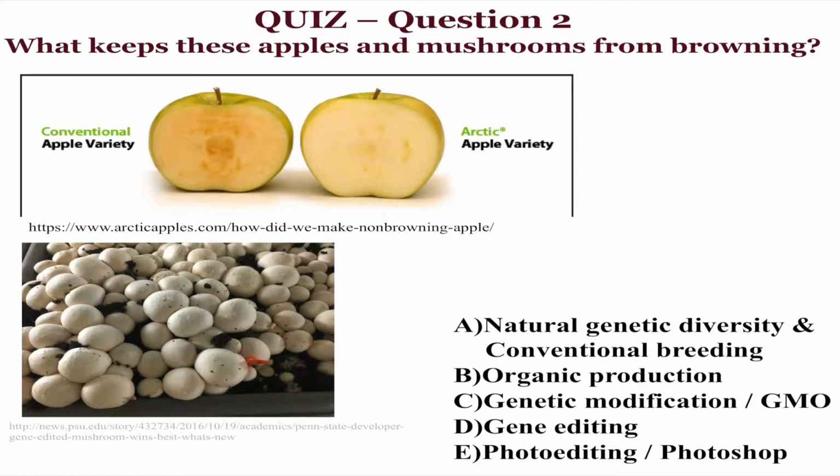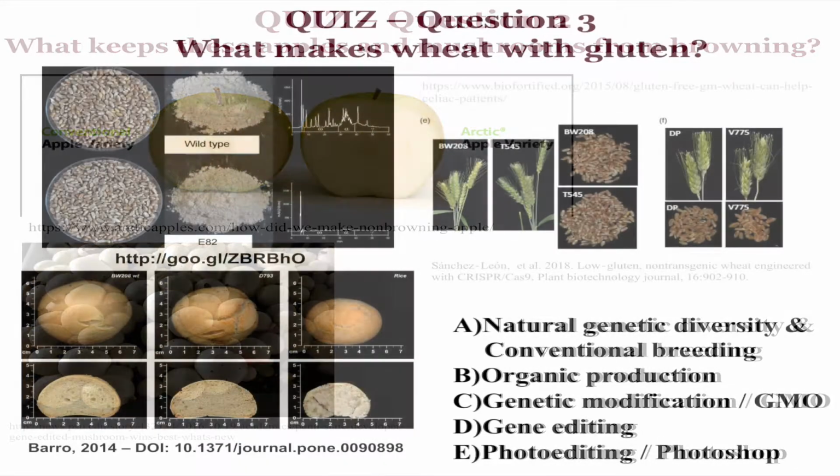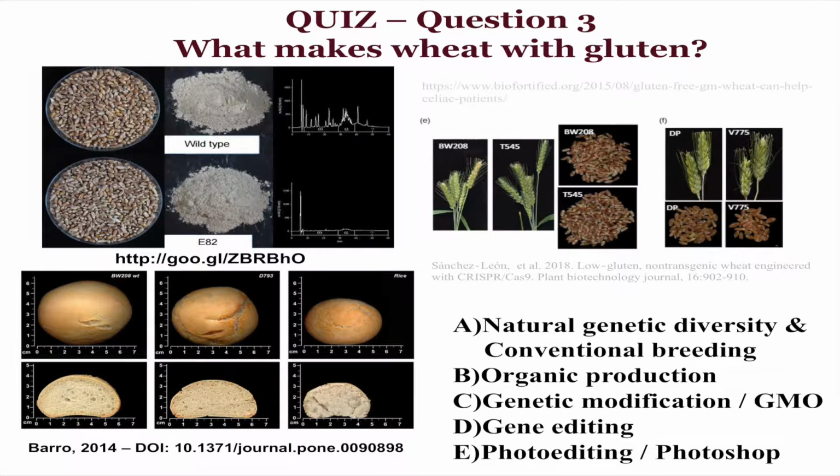Okay, lots of diversity answers here. Okay, now read this question carefully. What makes wheat with gluten? We have 2 different situations here. We have this article where we have high gluten wheat and low gluten wheat, and then another study that came out recently with the high gluten wheat and the low gluten wheat. So is that natural? Is it gene editing? Is it GMO? Is it Photoshop? What is it?